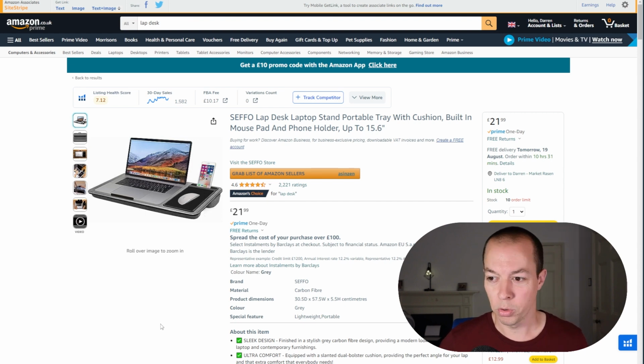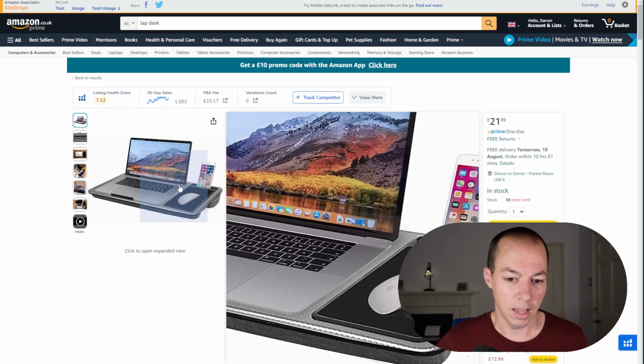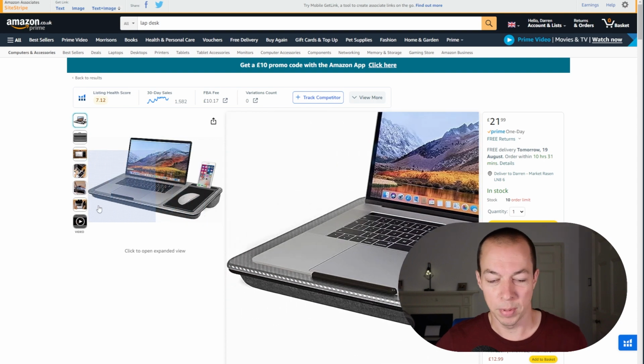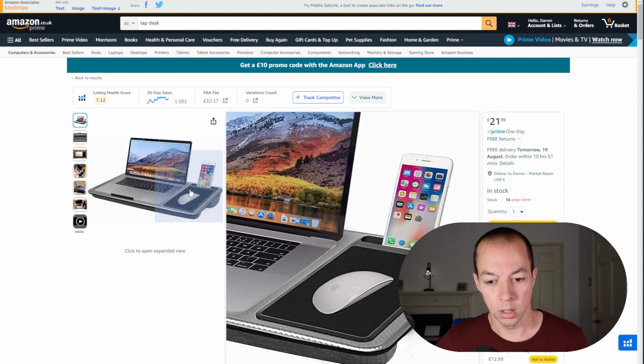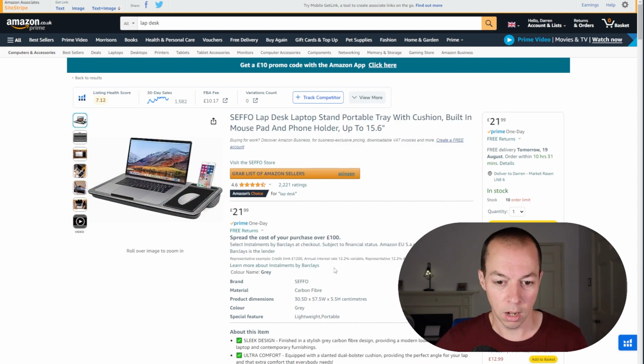So this particular product we've got in front of us, this is a laptop tray that allows you to basically work on the sofa on your lap or maybe sitting on your bed with your laptop, and also you can have a mouse next to it. Now, what a lot of people would do is they would look at this and they'd look at the first search terms and assume that these are correct. So they'd look at this and go, oh, this is a lap desk.